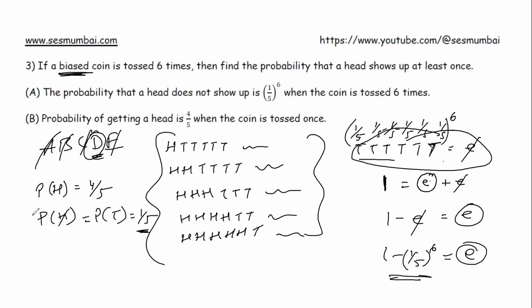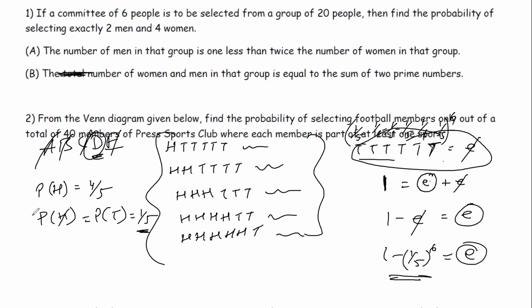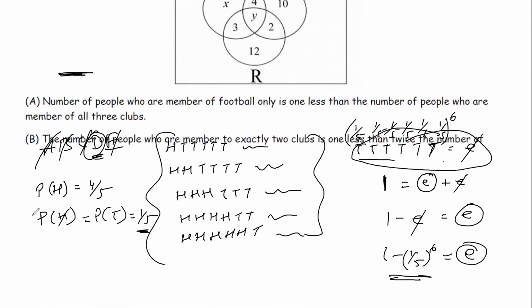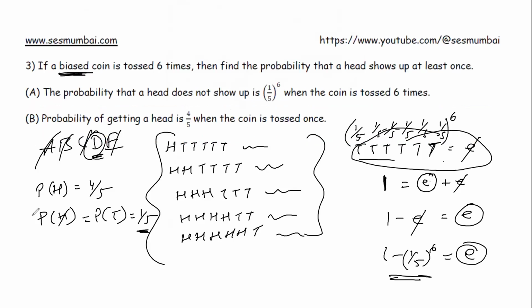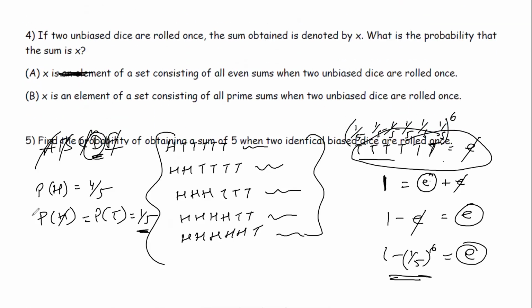Let me quickly jot down the answers because I have not yet created the answer key. Hang on a minute. The number of men in the group is one less. Women and men in the group is equal to the sum of 2 primes. So one was A. From the Venn diagram below, this was, I think, 2 is D and 3 also is D. Fourth one.